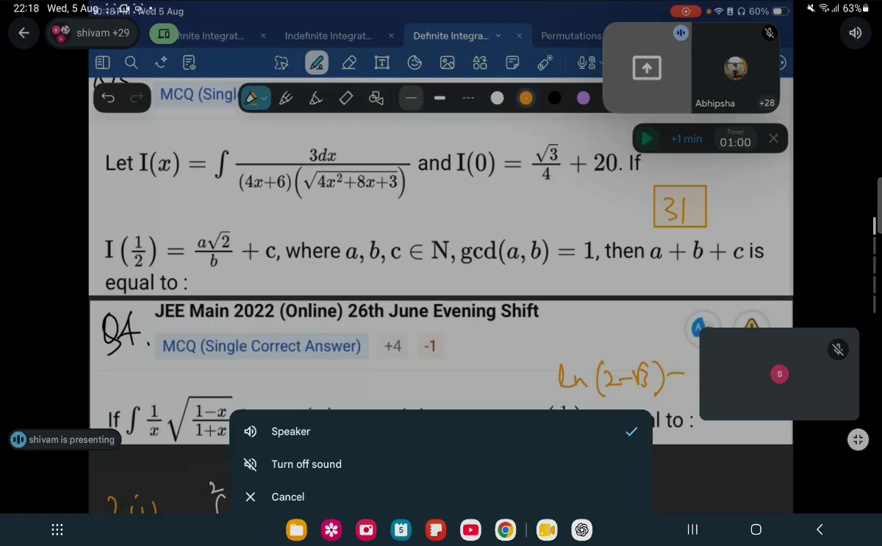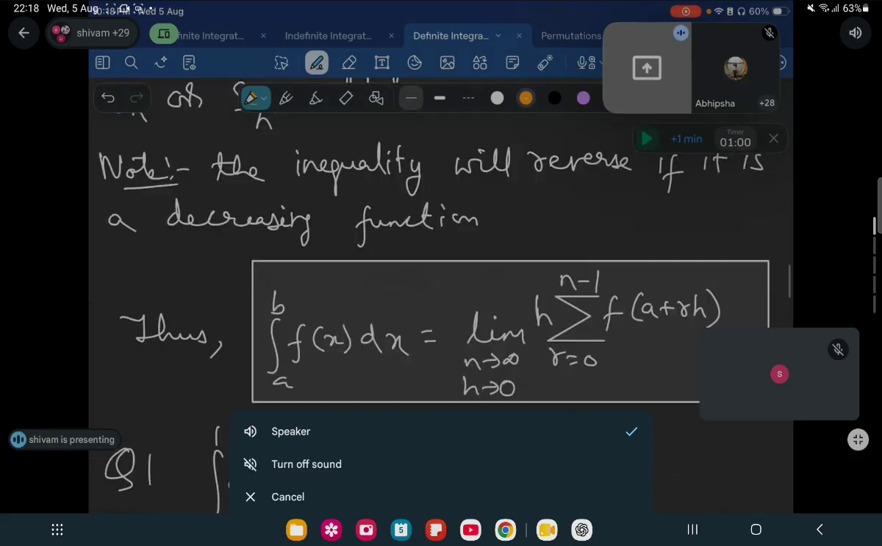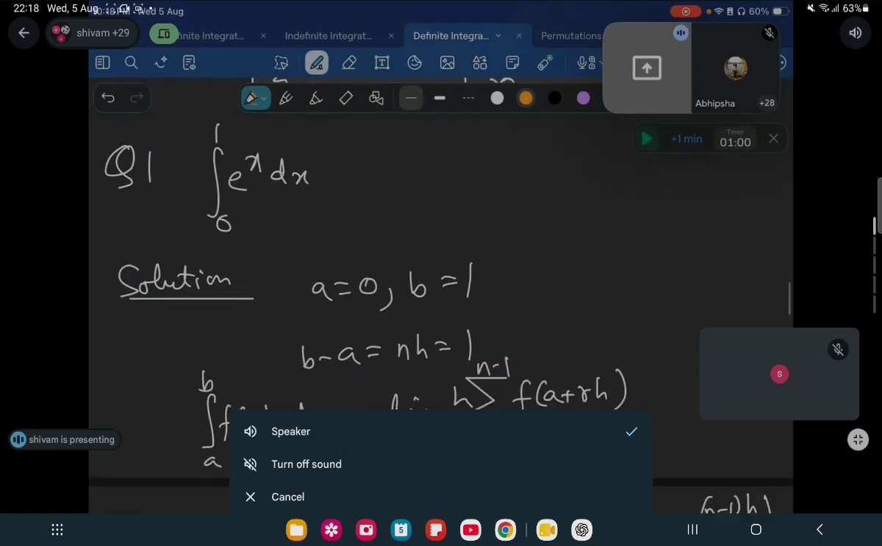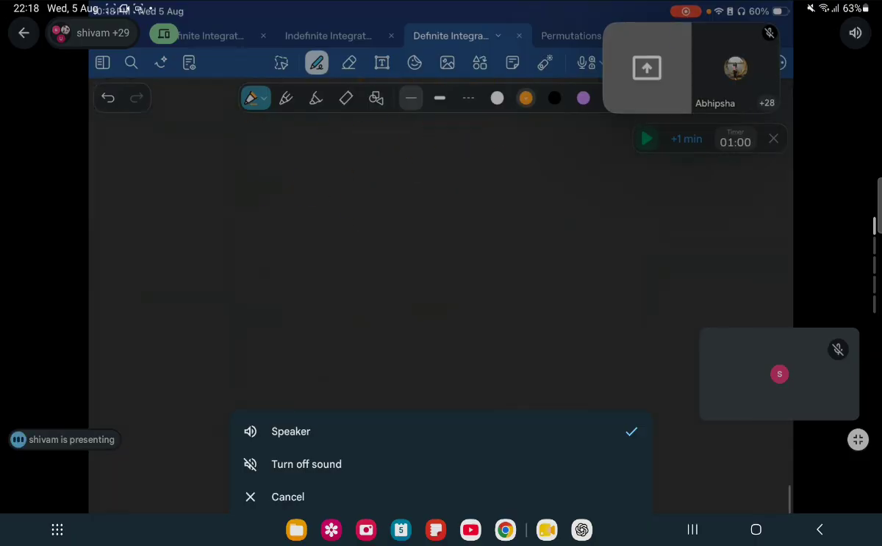Okay, then I think we can continue. Nobody has a doubt. Okay, so last day I had discussed what is Riemann sum. Okay, how can we find out the area using limits, using Riemann sum. Let us continue. Okay, note it down, everyone.